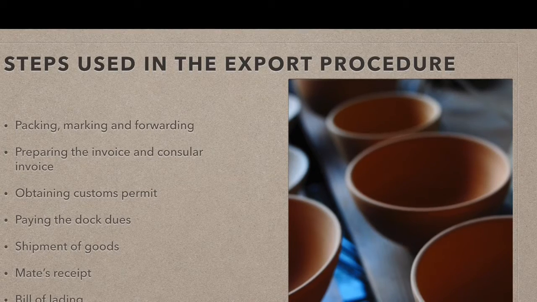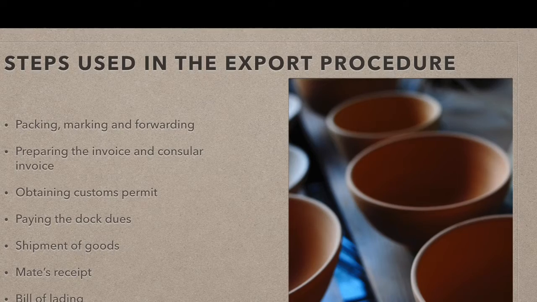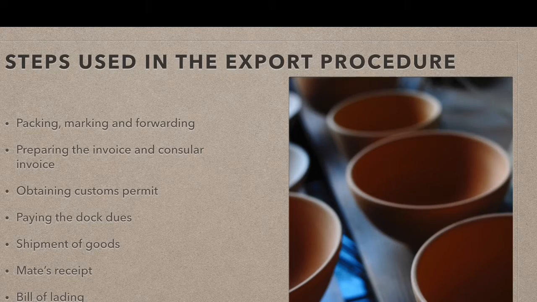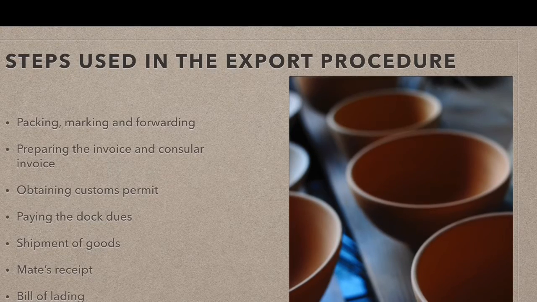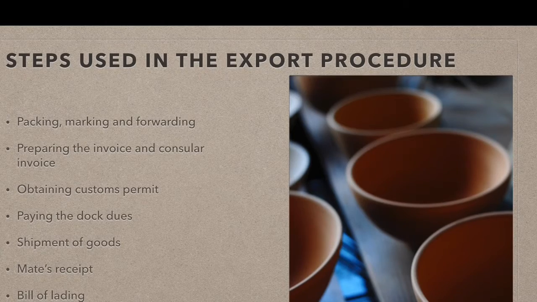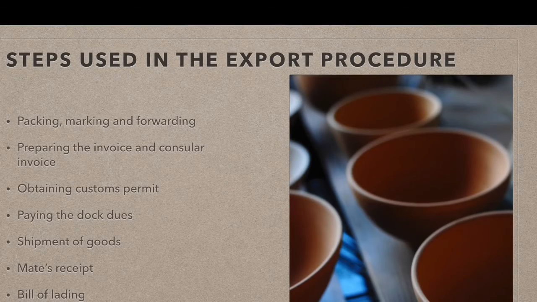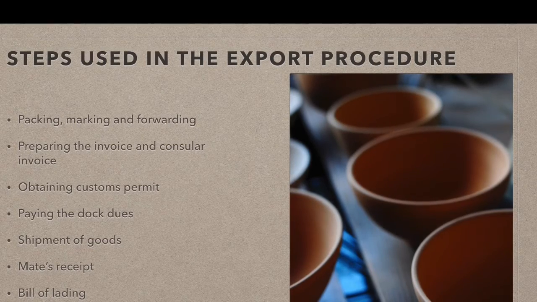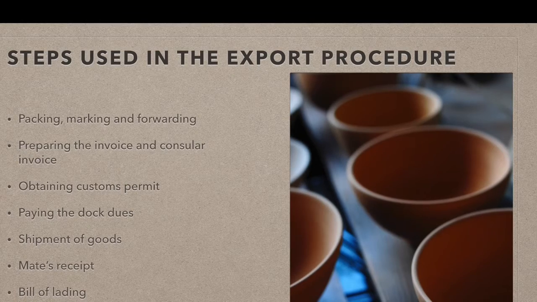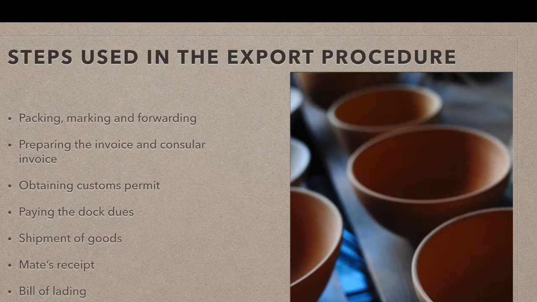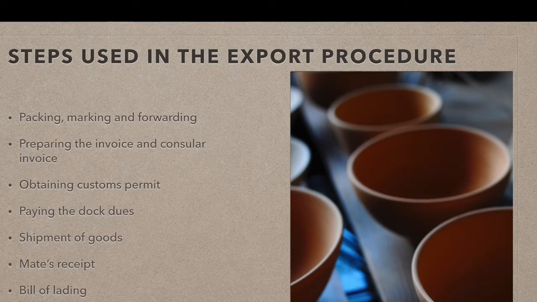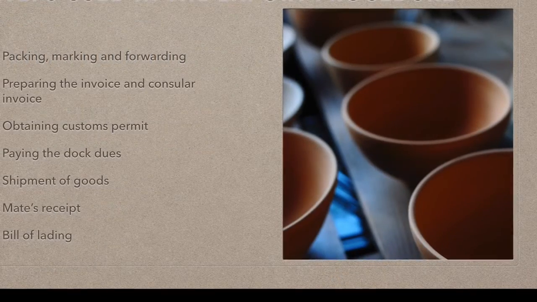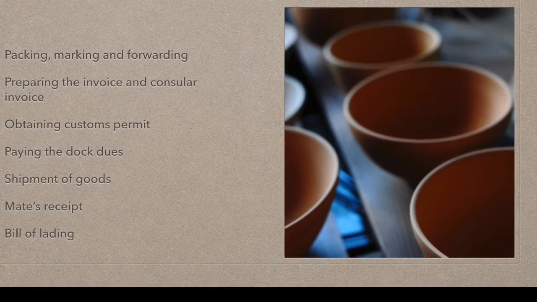The next step is to prepare the invoice and consular invoice. The invoice is generally prepared in triplicate. It contains details such as the name of the ship, ports of shipment, destination, indent numbers, details regarding packing and marking, price of goods and other expenses. The invoice is prepared according to the terms and conditions of sale, that is, on the basis of the price quotation sent to the importer.